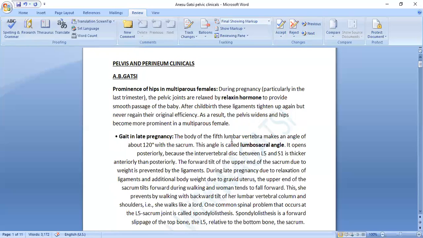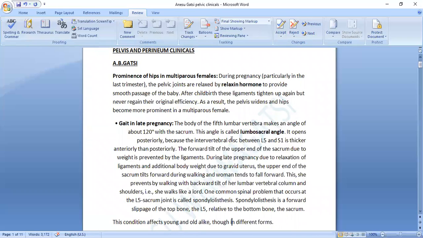Then with time, you realize that they assume a walking position whereby they have a backward tilt, sort of bending their backs backwards so that they don't have this forward tilt. So that's the reason why women in late pregnancy tend to resort to their backs for support, because of this forward tilt that would be happening due to a forward tilt of the upper end of the sacrum, which is due to loss of support by the ligaments.